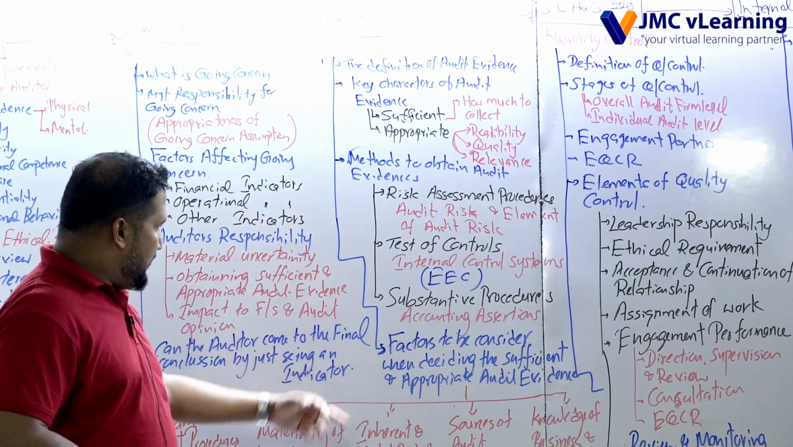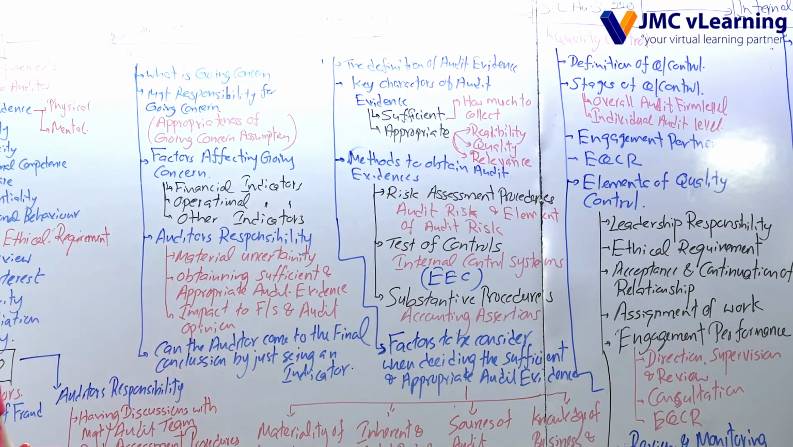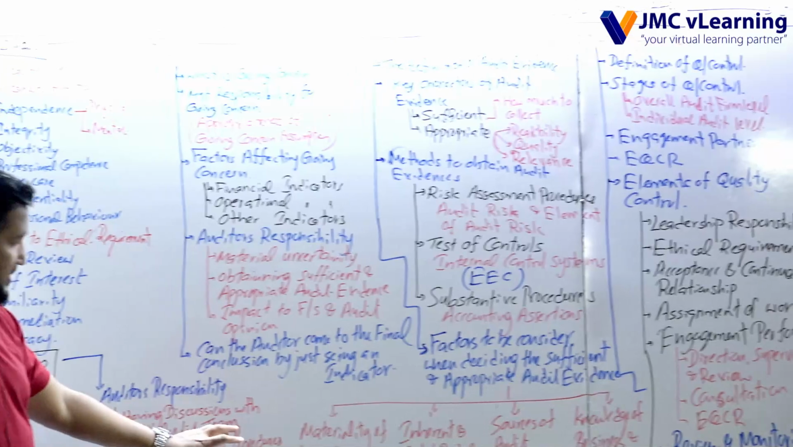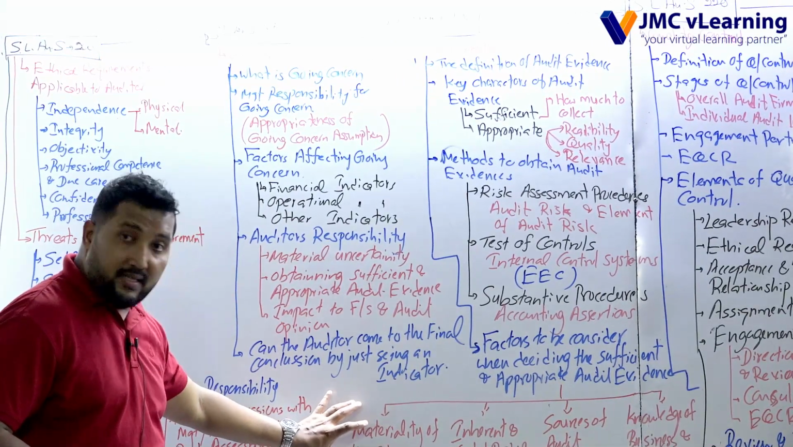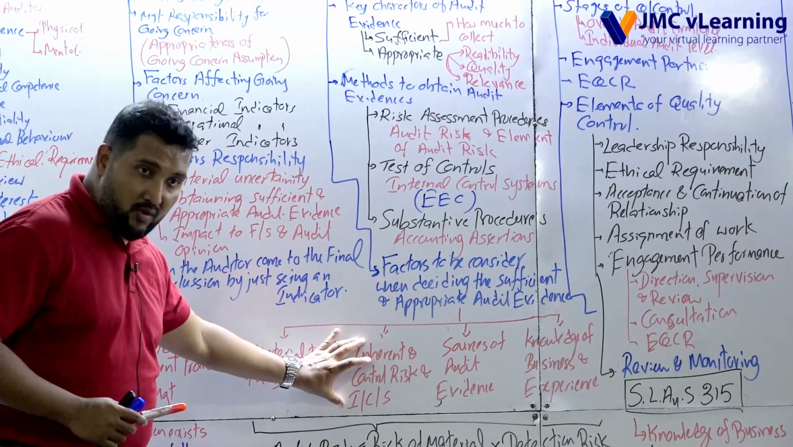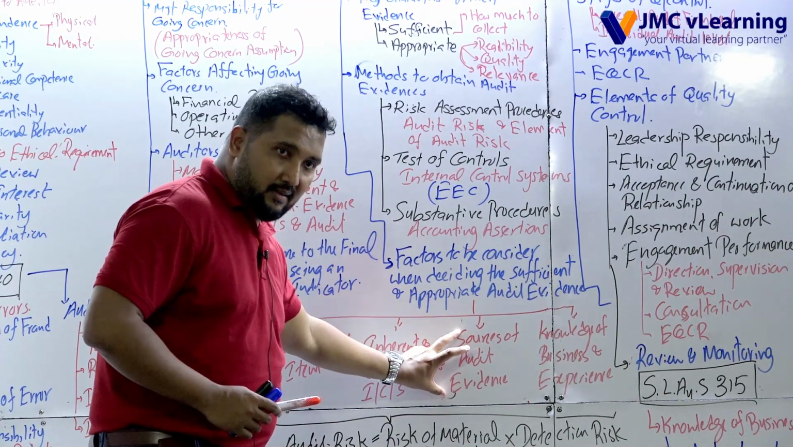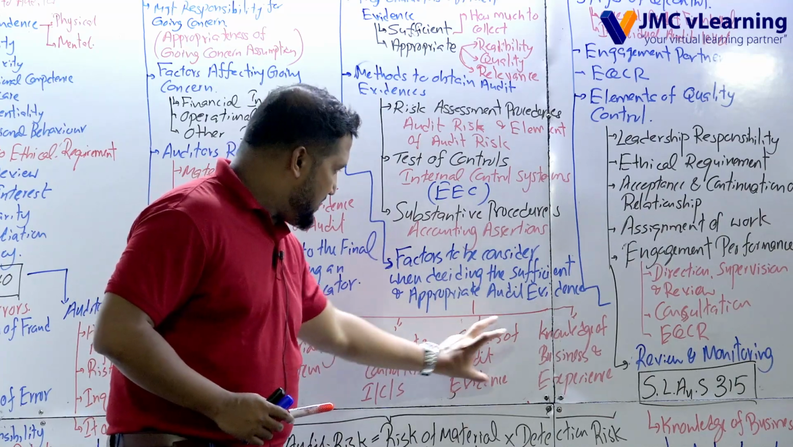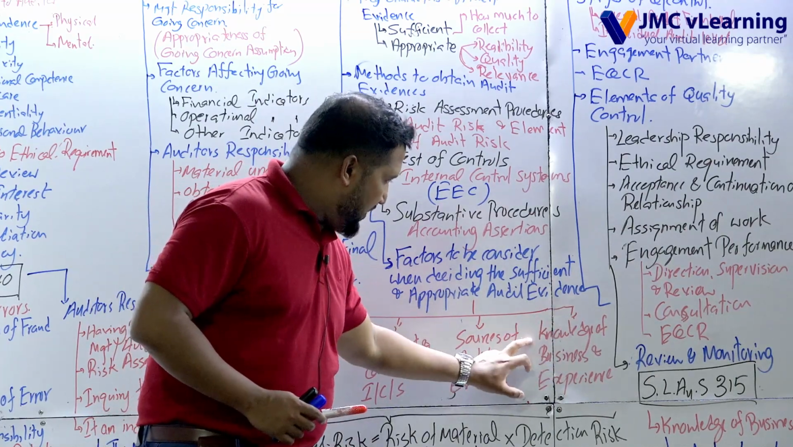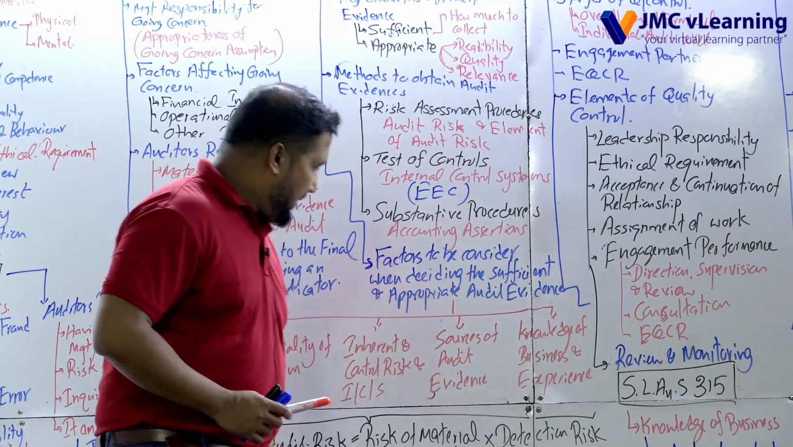Then we discuss the factors when deciding the sufficient and appropriate audit evidence. So there are 4 factors to be considered: the materiality of the item for which you are searching for audit evidence, then the inherent and control risk and the nature of the accounting and internal control systems, then the source of audit evidence, the source from which you obtain the audit evidence. The 4th point would be the knowledge of the business as well as the previous experience that the auditor has with the client.